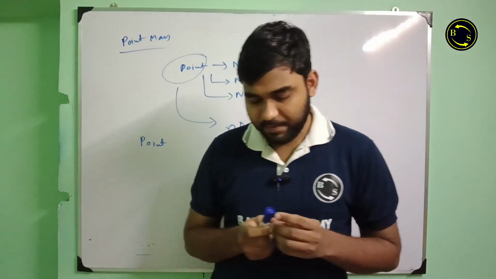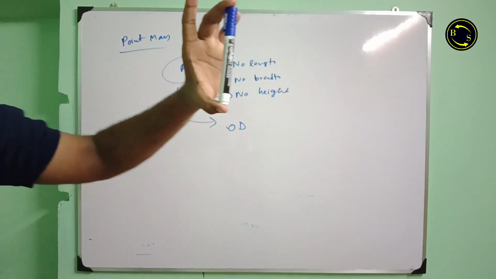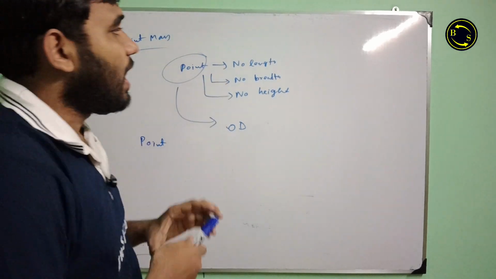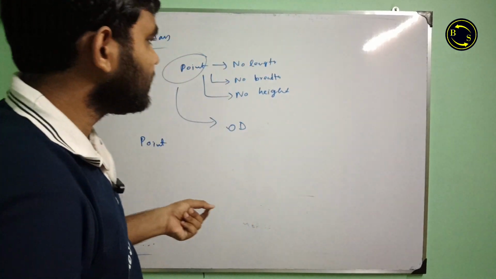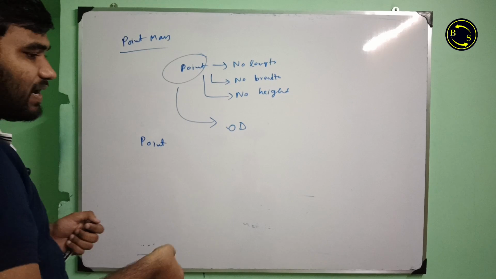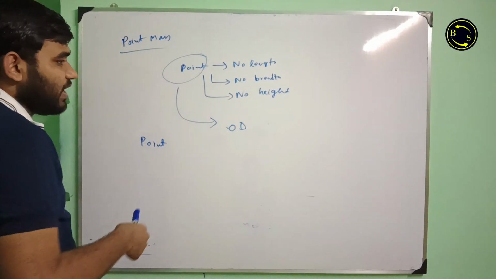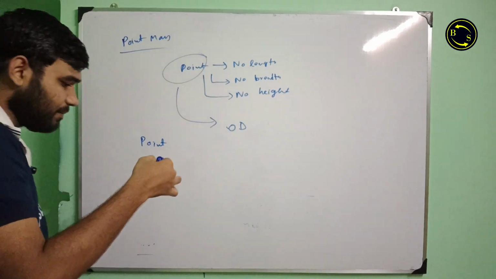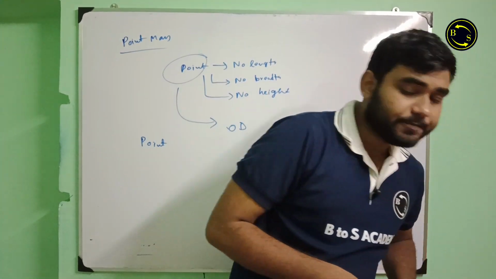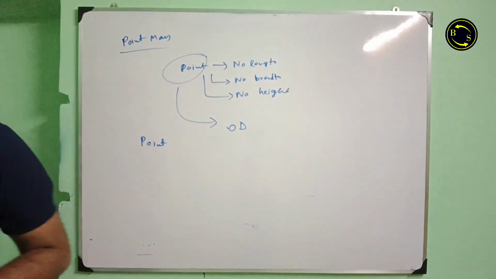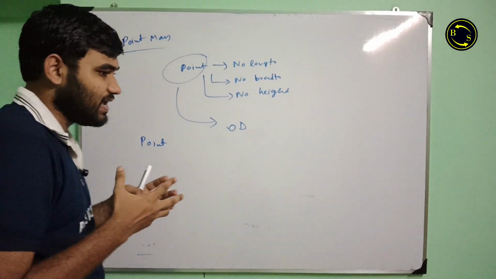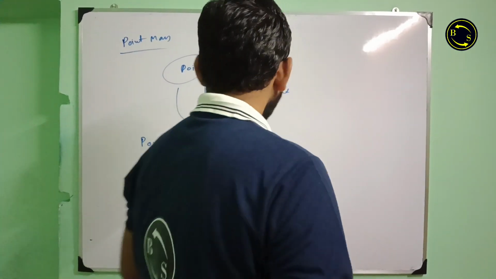This pen has mass. Why does this pen have mass? This pen has some volume. String has a mass. Why does this string have a mass? String has a length. This board has a mass. Why? This has some area. Okay. But the point which has no dimension, how can we get the mass of a point or point mass?